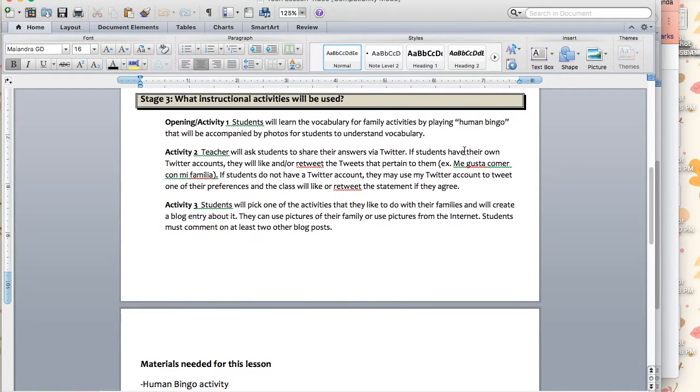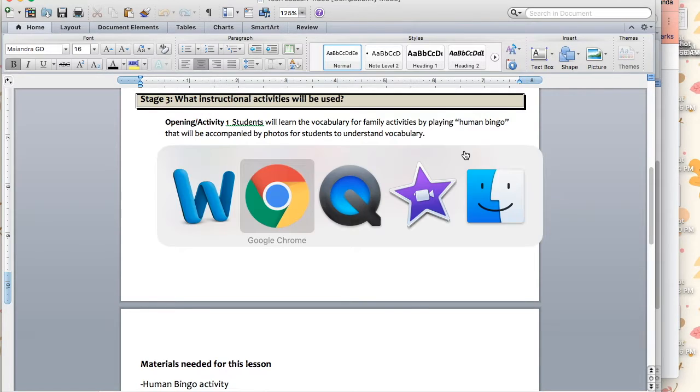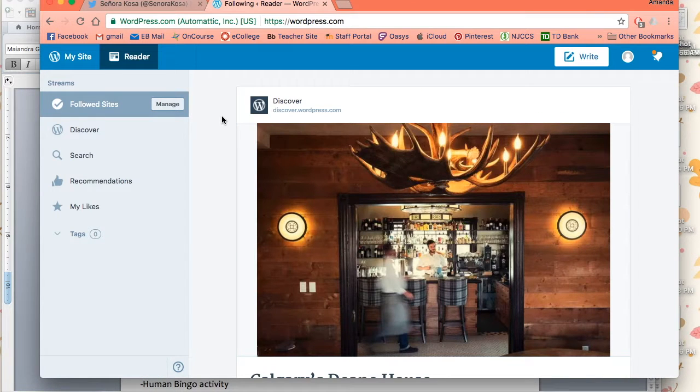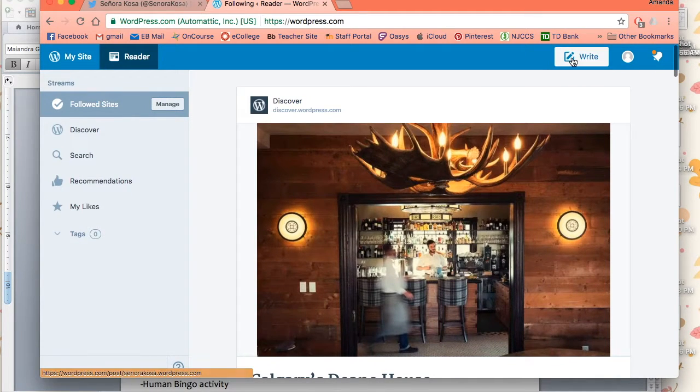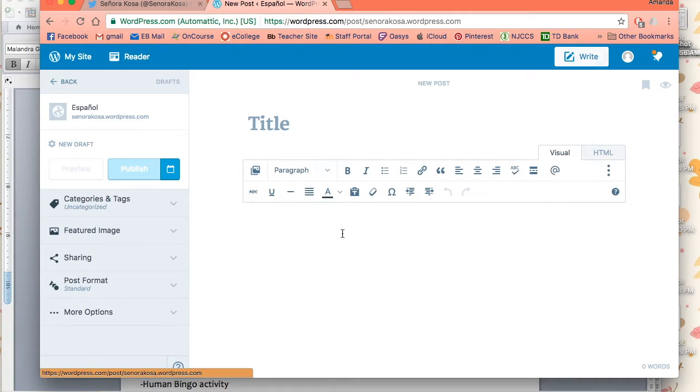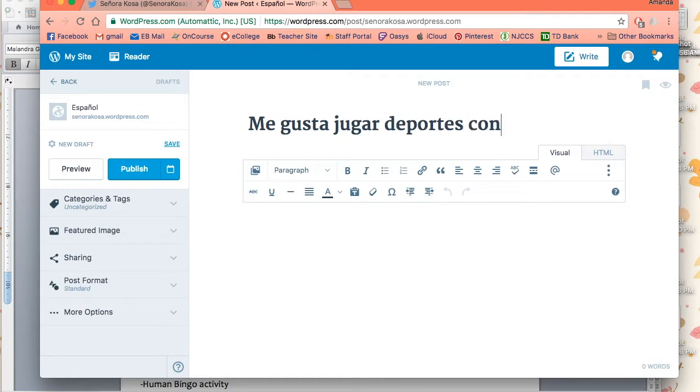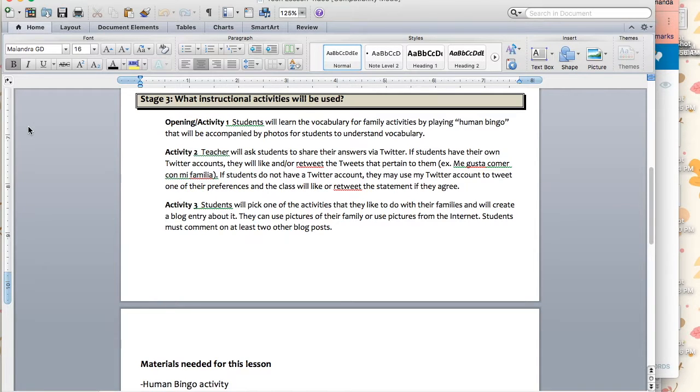After that, students would pick one of the activities that they like to do with their family, and they will create a blog entry about it. Because we've worked with blogs in the past with this class, they would already have a WordPress blog that goes along with the polls and the surveys that we do. This is just the front page for WordPress, but they would have to create a new entry and write, me gusta jugar deportes con mi familia. And they have to include some kind of picture or video to show and demonstrate what they like to do with their family.